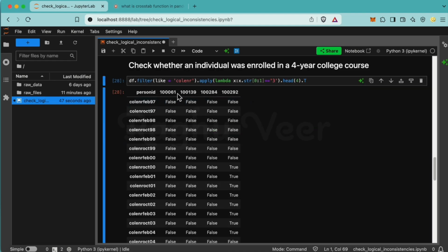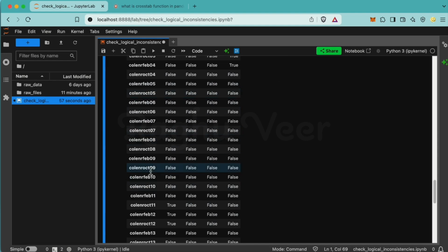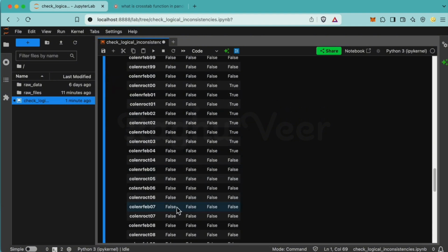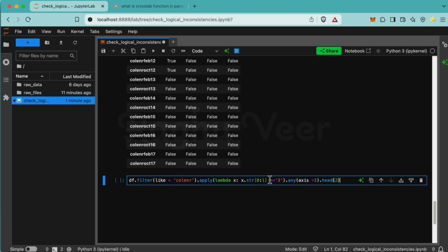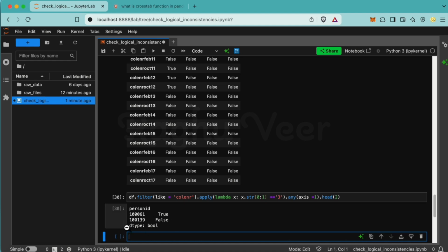I just wanted to know whether a person has a 4-year degree in any of the years, no matter the year, 2008 or 2009 or 2010 or anything. If anything is satisfied, I want it as true. So for that, I would use the same apply lambda function, but any with axis equal to 1. That means it checks all the columns if there is any true value. If it is true for any of the years, then it renders as true. So these two persons have a 4-year degree in some college enrollment column. That's why for this person it is true, for this person it is false. That means in no year this person has enrolled in a 4-year course.